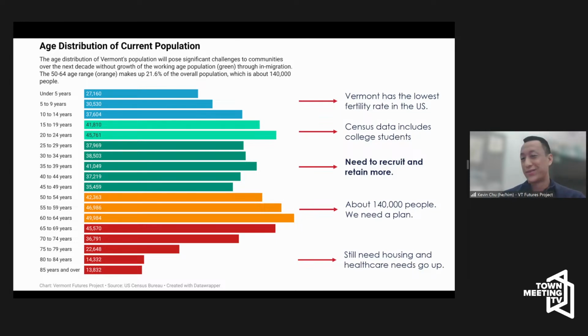And this is because there are about 140,000 Vermonters between the ages of 50 and 64. And over the next 10 to 15 years, many of them will exit the workforce as they retire. And when they do, they still have housing needs. And generally, as population ages, healthcare needs go up too. So by taking a look at this population pyramid, the snapshot of where we are today, it can give us a starting point for envisioning where we need to go.